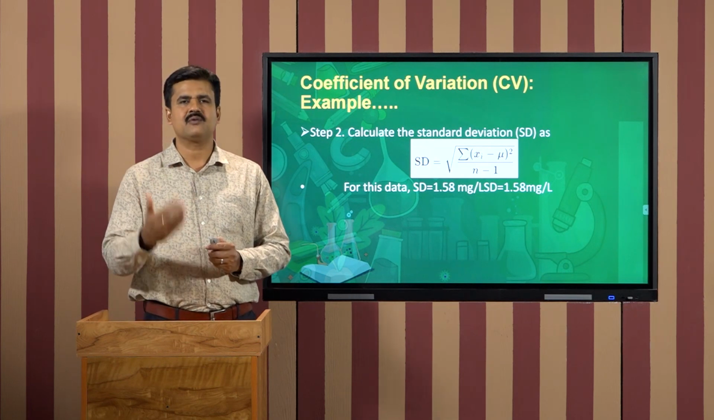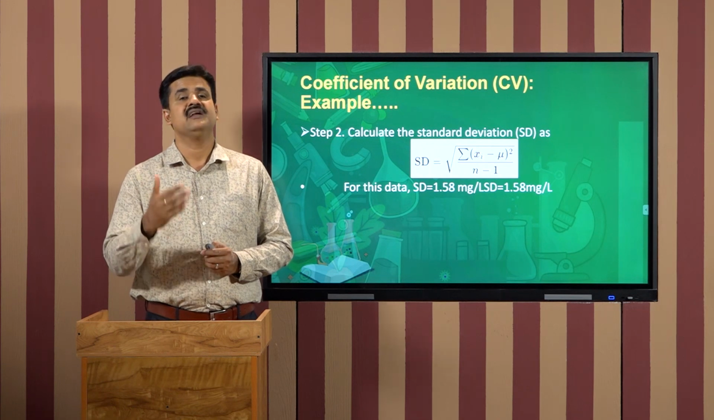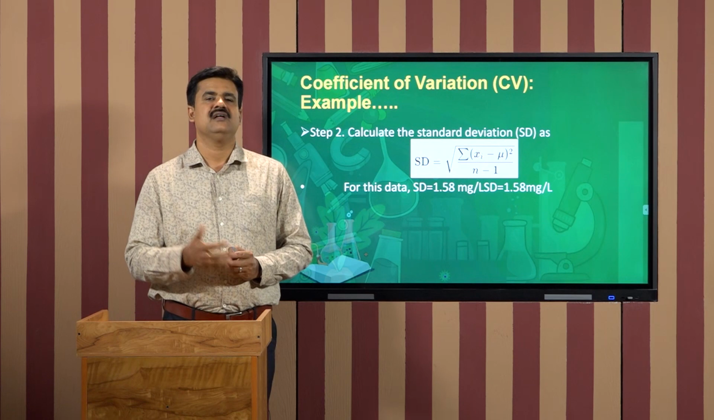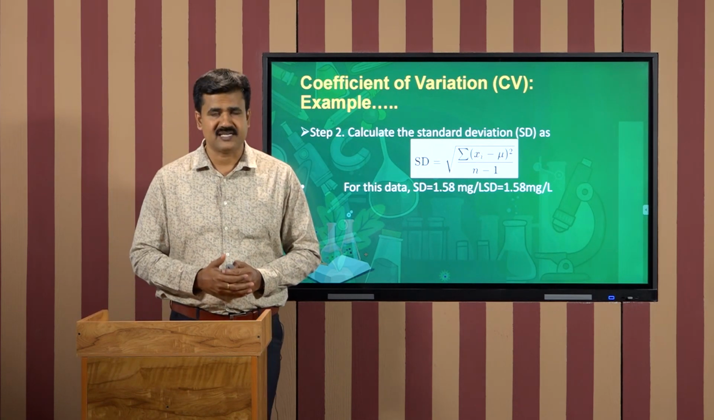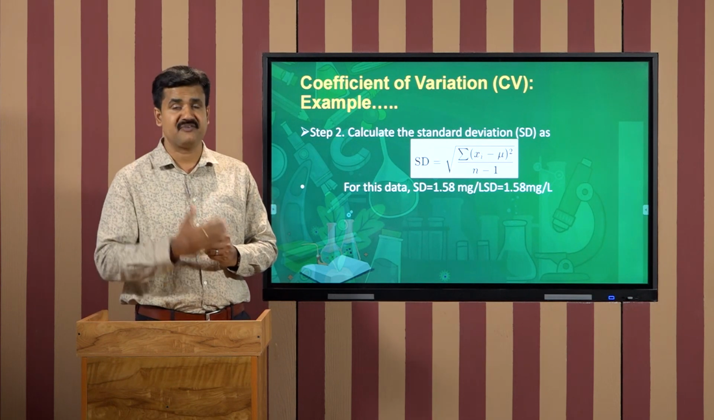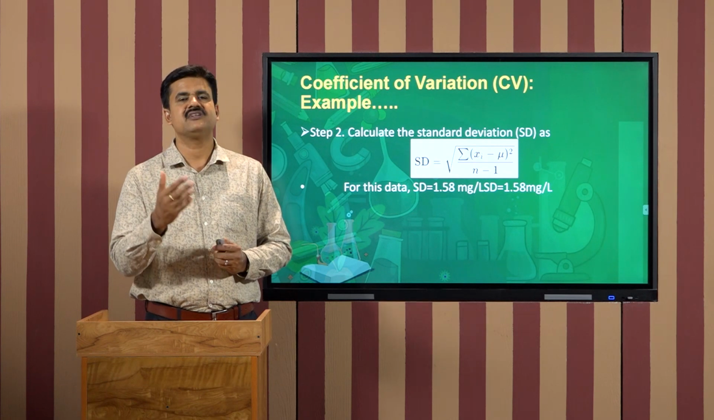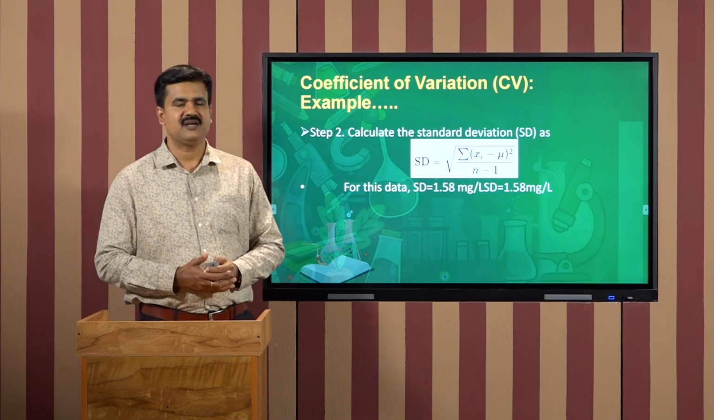So, you have to calculate the standard deviation, and it should be the sample standard deviation. If you have n measurements, in order to calculate the sample standard deviation, you have to use n minus 1 in the denominator. So, in the present problem you have 5 data points and n minus 1 is equal to 4. On using this equation, you will get the standard deviation value as 1.58 milligram per liter.